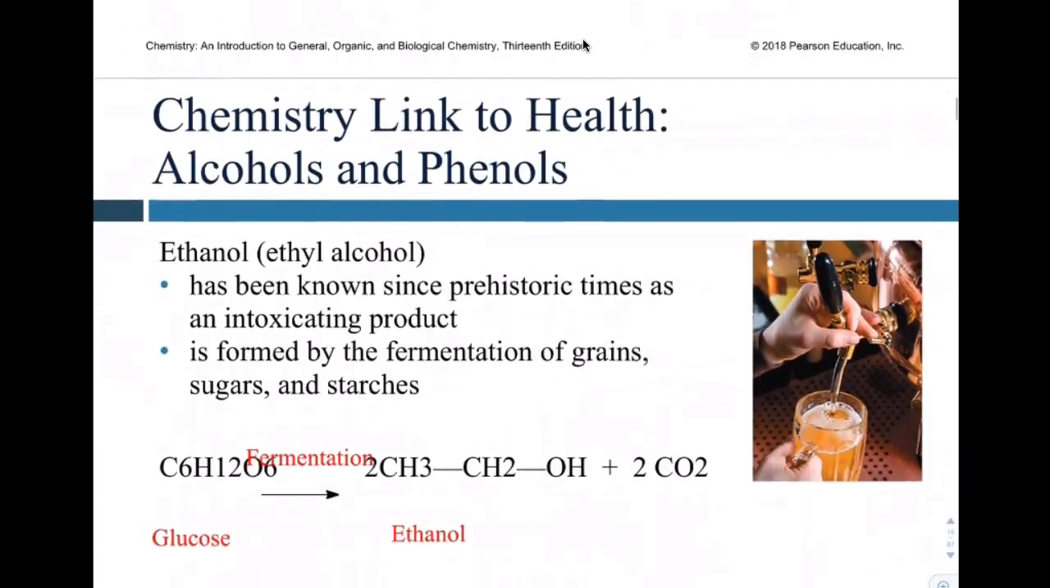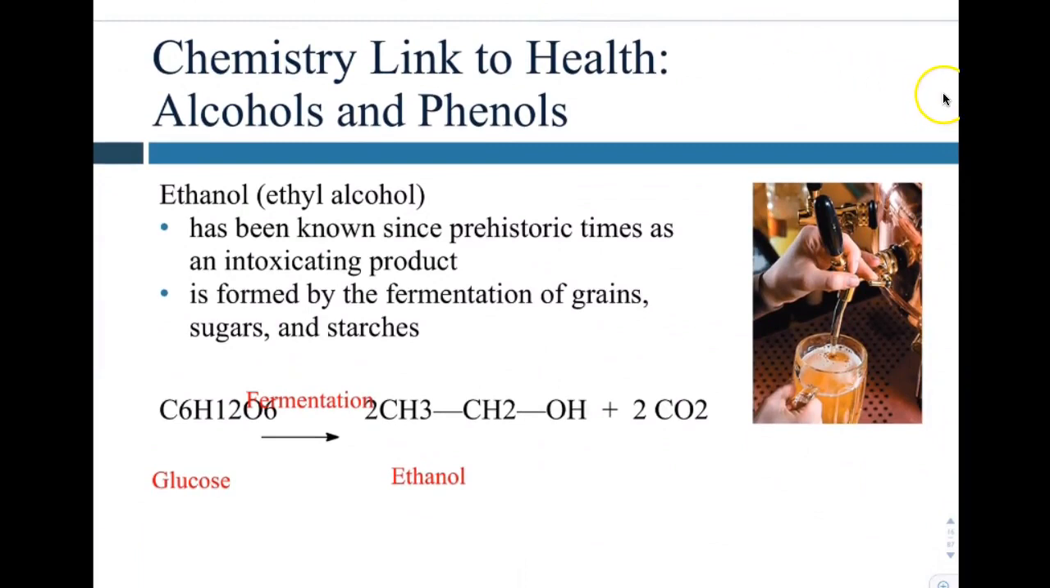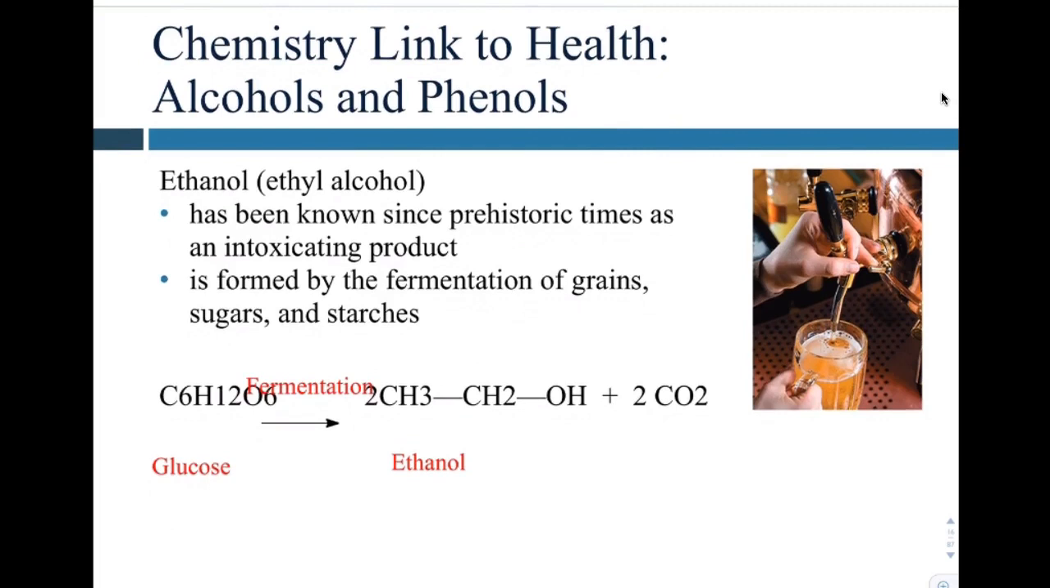So, alcohols and phenols. You may be aware that alcohols have a connection to health. We ferment glucose to make ethanol, and ethanol will get you drunk. It is an intoxicating product. It is made by fermentation of grain, sugar, starches. The yeasties will do that for you.